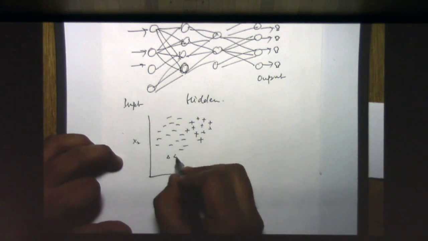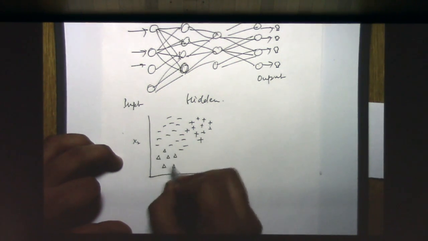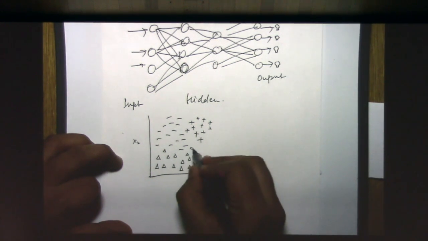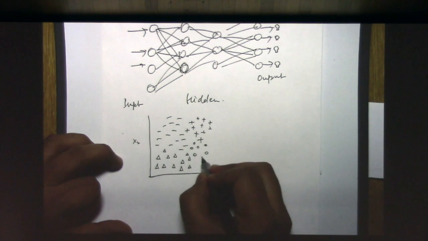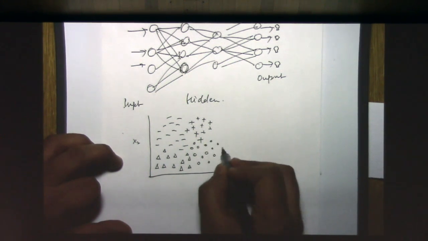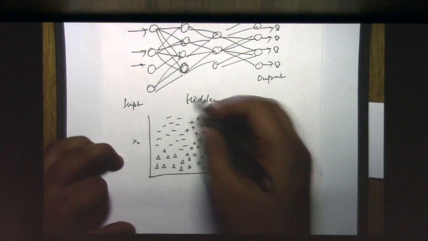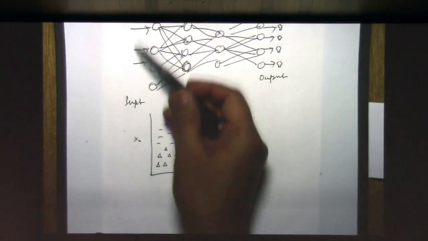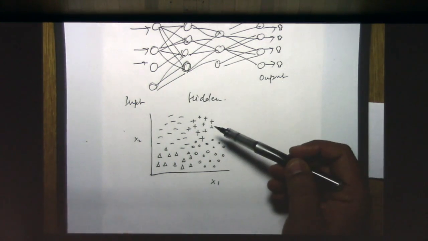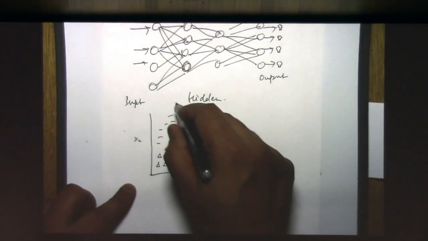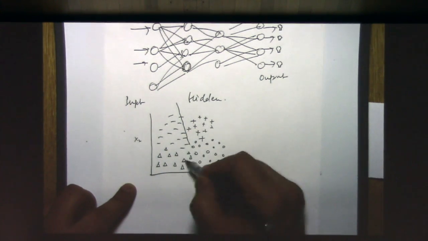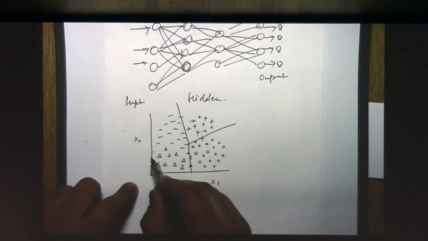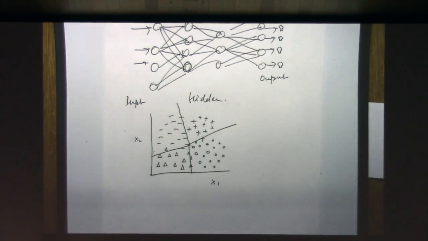Let's do some triangles and some circles. All right. So you're trying to learn a classifier which can distinguish between these different types of points, right? So if you create a network which just has these linear units, what it will end up doing is it will learn a bunch of lines. Something like this, all right?